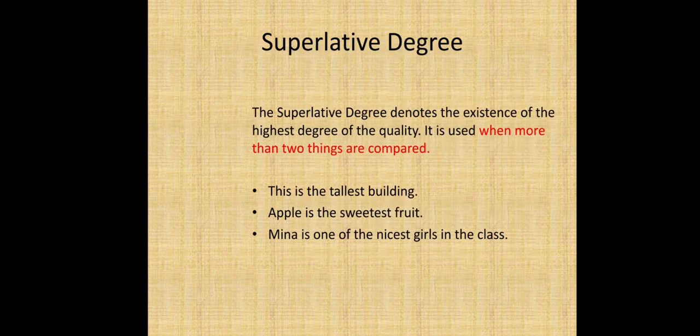Now, superlative degree. The superlative degree denotes the existence of the highest degree of the quality. It is used when more than two things are compared. More than two, always remember. Like, this is the tallest building. It means I have compared with more than two buildings. Apple is the sweetest fruit. Means among all fruit, apple is the sweetest one. Mina is one of the nicest girls in the class. Nicest girls in the class means among all girls, she is the nicest girl.